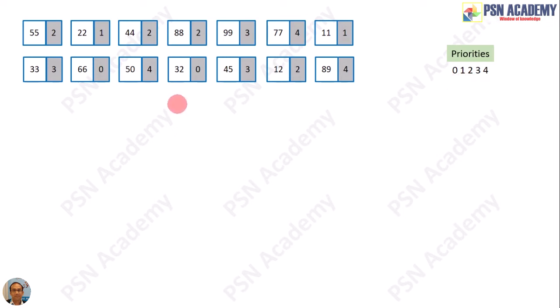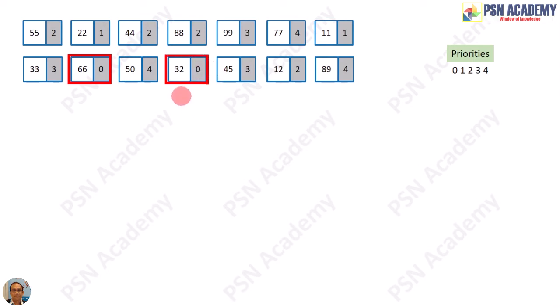Here our idea will be like this. For each priority we will have some cells reserved for it. For example, let us start dealing with priority 0. So identify those data with priority 0. So here we have priority 0 and here we have priority 0.